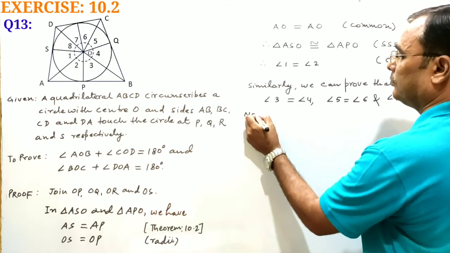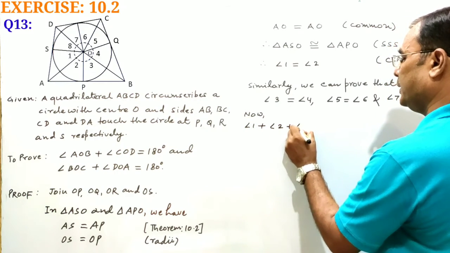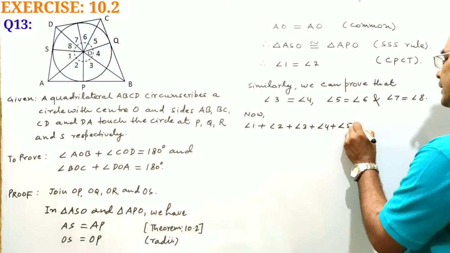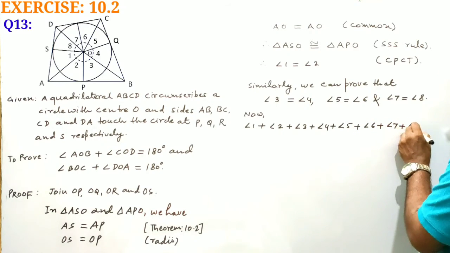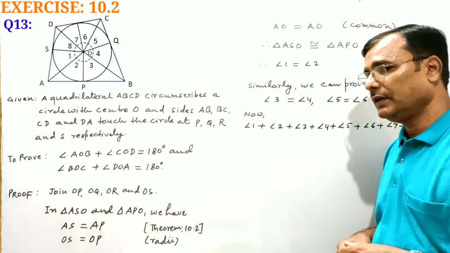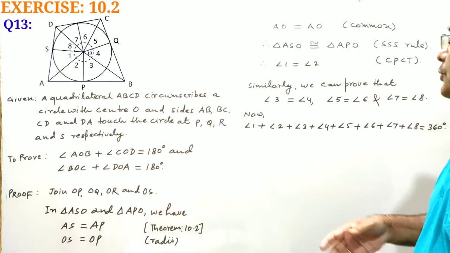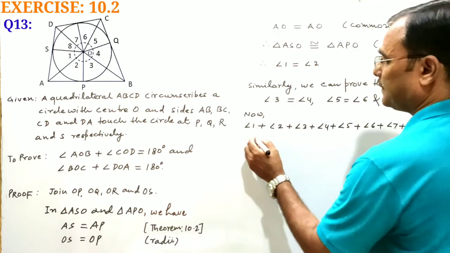Now, angle 1 plus angle 2 plus angle 3 plus angle 4 plus angle 5 plus angle 6 plus angle 7 plus angle 8 is equal to 360 degrees, as these 8 angles are forming a complete angle at the center of the circle O. So the sum of these 8 angles is equal to 360 degrees.